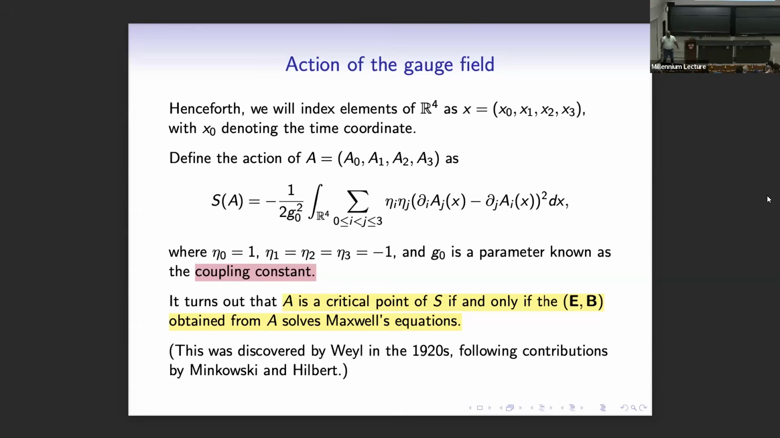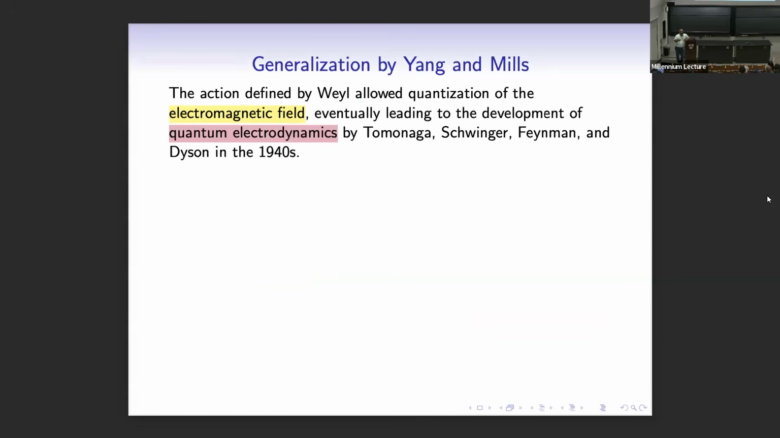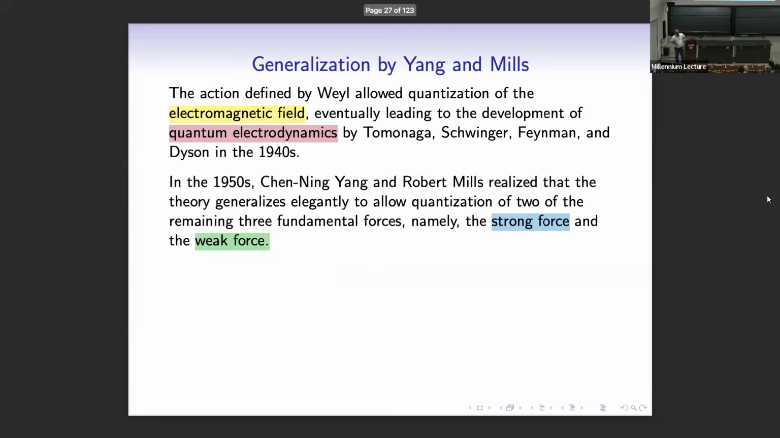Now, this still doesn't seem very natural. Maxwell's equations seem quite arbitrary. Where are they coming from? This gives you a Lagrangian formulation of that, but it's still not clear where this is coming from. So this action defined by Weyl allowed quantization of the electromagnetic field. And this was very valuable. It eventually led to the development of quantum electrodynamics in the 1940s by Tomonaga, Schwinger, Feynman, Dyson, which was a great achievement of quantum field theory.